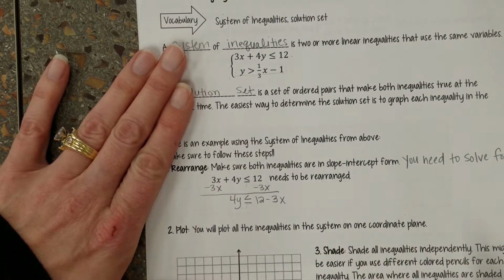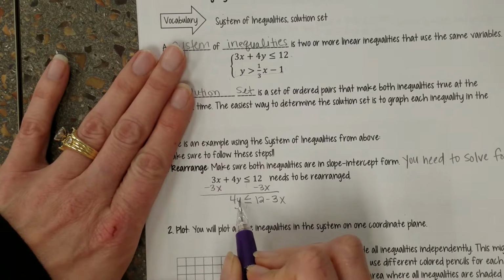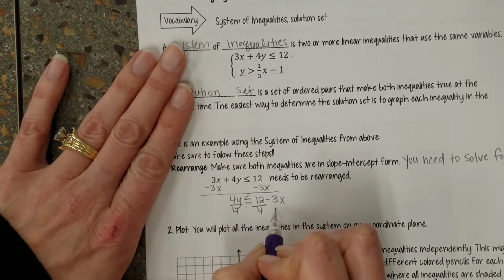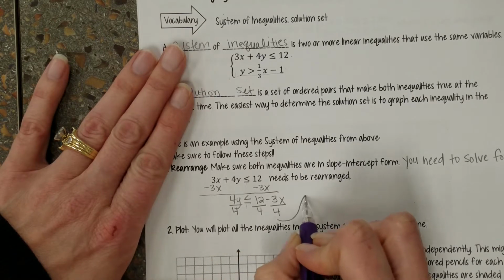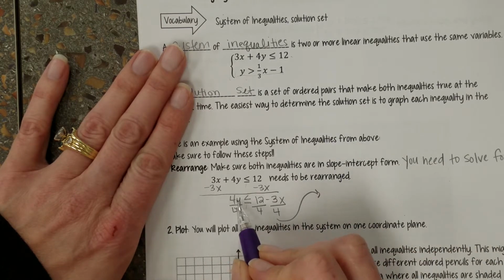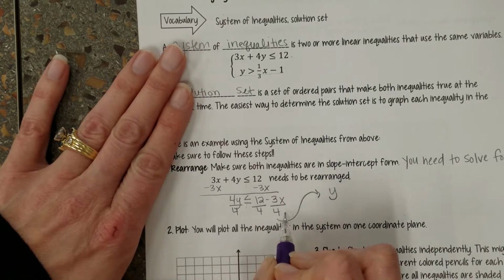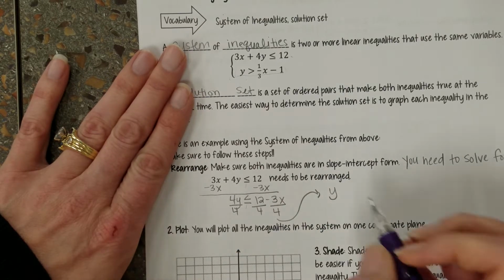Now I still don't have y all by itself, so this 4 is multiplying y, so I need to divide by 4. Okay, and I'm going to write that up here. So 4y divided by 4 leaves me with y. And I divided by a positive, so I don't change my inequality sign.